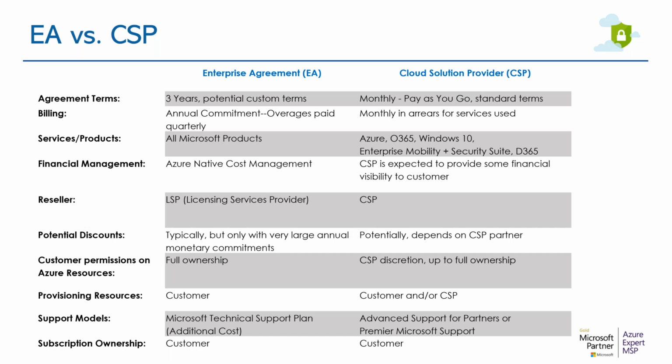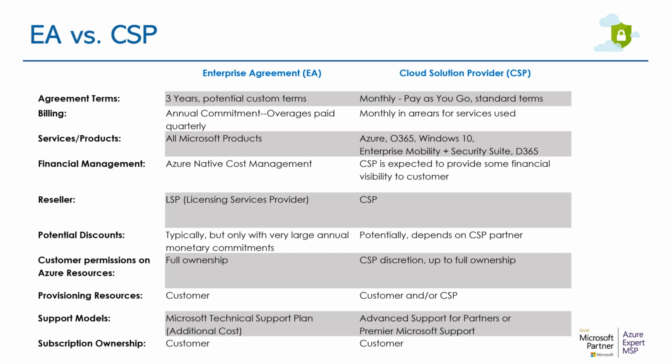And as a reseller, where are you purchasing from? Who's the reseller in the relationship? From an EA, you go through a licensing service provider, typically one of the big distributors out there, and that's the relationship from a transaction standpoint. And from CSP, the cloud solution provider themselves is who you would transact with. They're the ones that are going to bill you for that usage and for the licensing through that program.